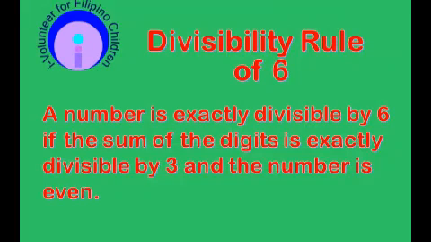Divisibility rule of 6. A number is exactly divisible by 6 if the sum of the digits is exactly divisible by 3 and the number is even.